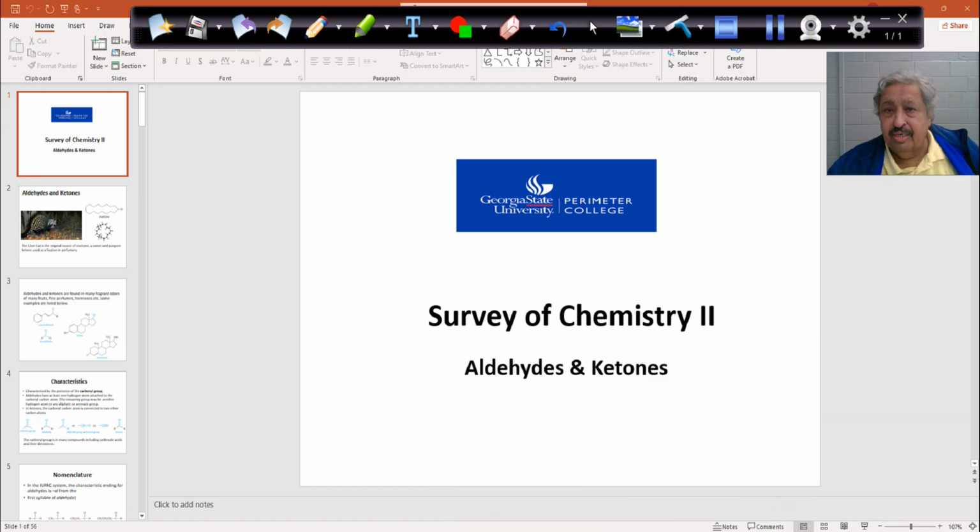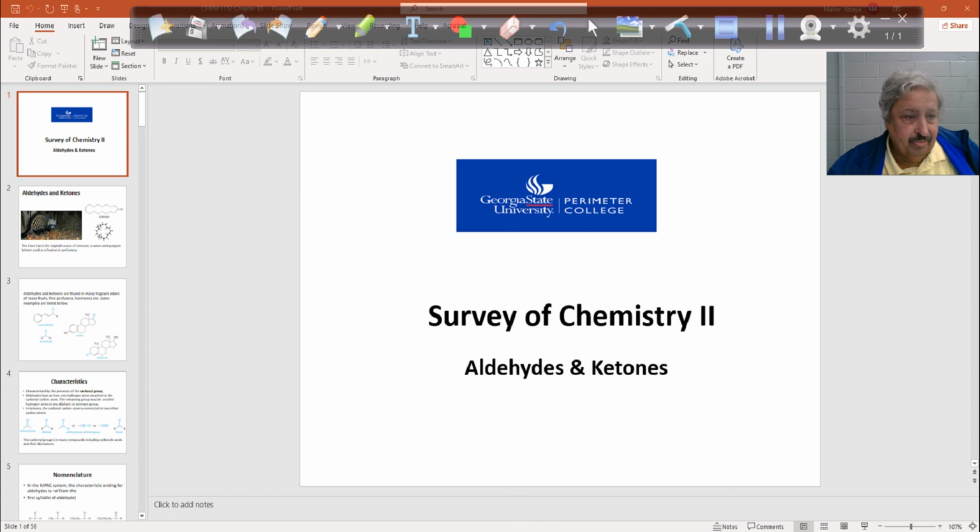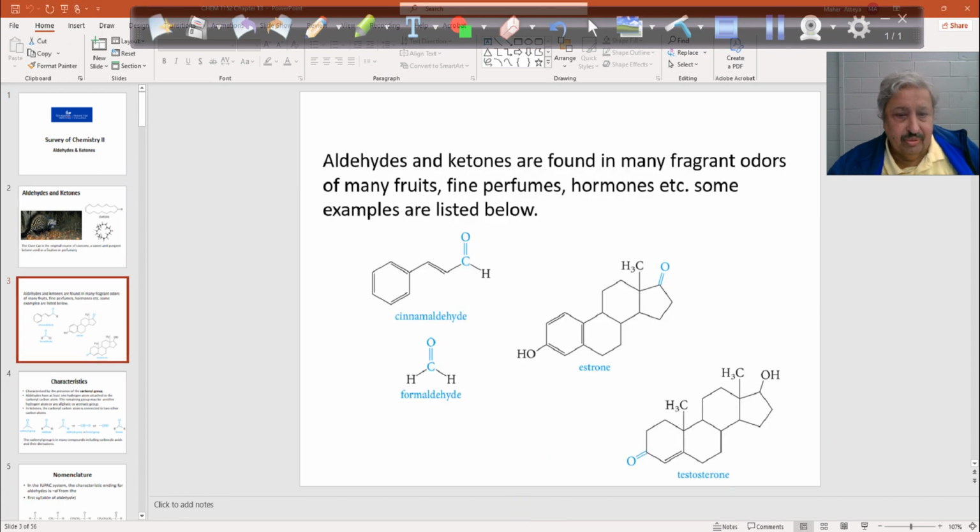So, saying this, let's start with the chapter. The chapter is not very difficult. We'll concentrate on the physical properties, and then on naming of those aldehydes and ketones. That's number 2, and then chemical reactions. So three objectives all the time. First of all, we have to know about those types of functional groups, how to name them, what their physical properties are, and what their chemical reactions are.